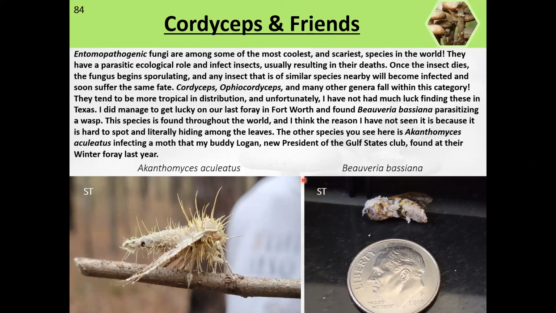So this one here is a moth that got consumed by Akanthomyces aculeatus, and my buddy Logan found it at the winter foray in Louisiana. And this one we found at our last foray in Fort Worth, Beauveria bassiana, which I think is more common, but look at the size here. That dime is there for a size scale, right? Imagine a forest floor covered with leaves, and then you try to find this. So I think it's more common, but people are having difficulty spotting it.